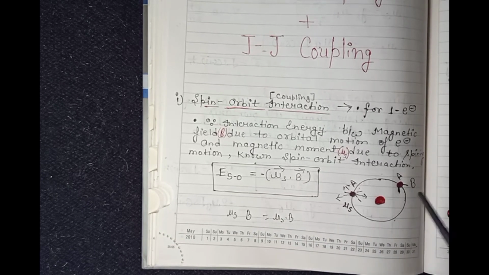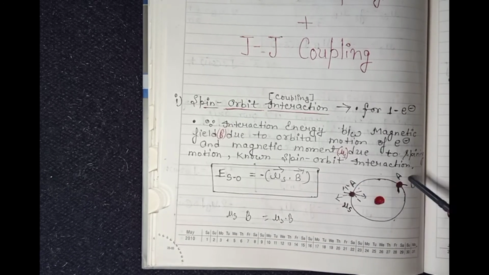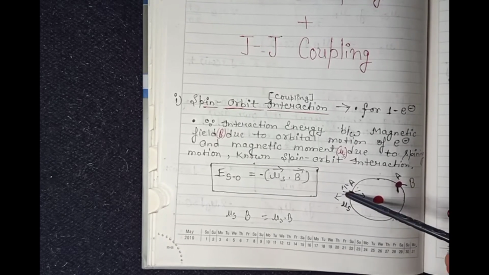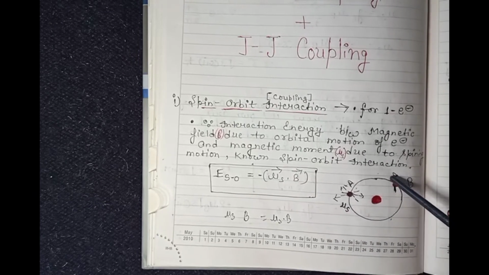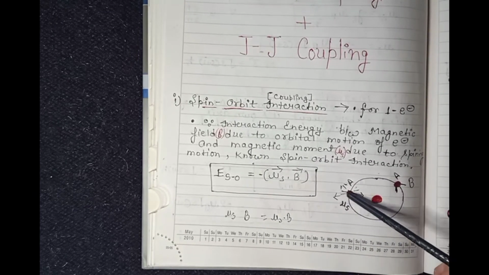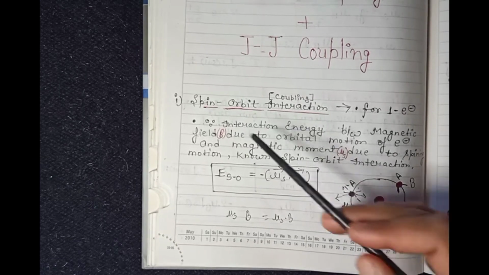So what is happening here? Due to orbital motion, a magnetic field is created here, and due to its spin motion, a magnetic moment is created here. Then these both are interacting here, orbital motion and spin motion. That's why we call it spin orbit interaction.